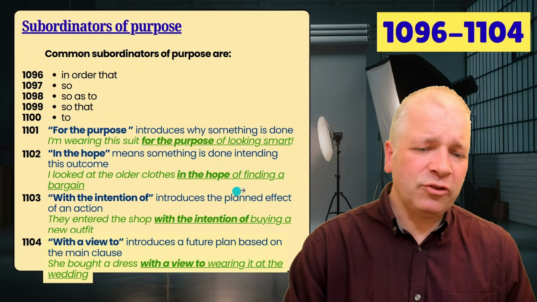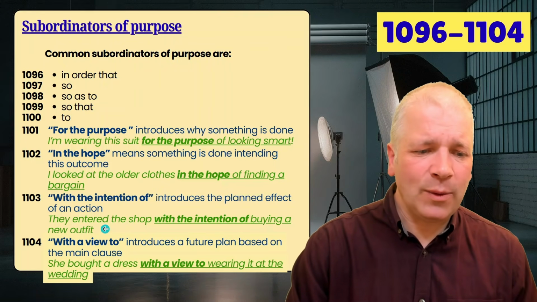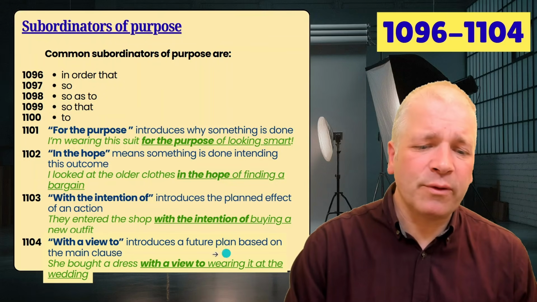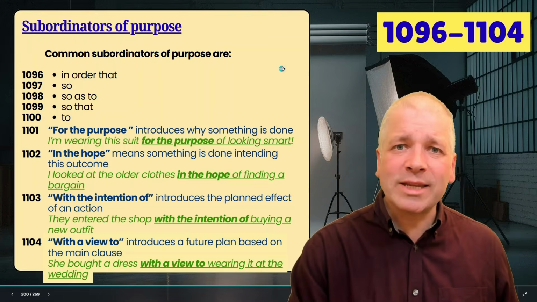"With the intention of" introduces the planned effect of an action. They entered the shop with the intention of buying a new outfit. And "with a view to" introduces a future plan based on the main clause. She bought a dress with a view to wearing it at the wedding.